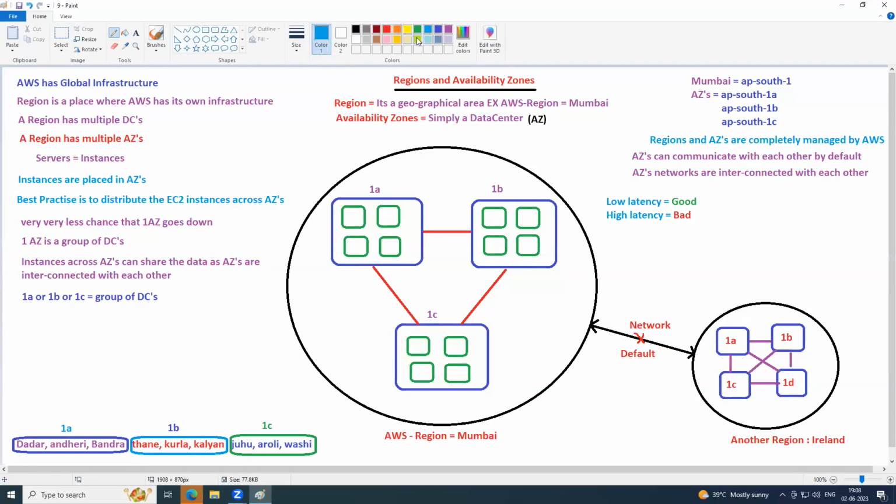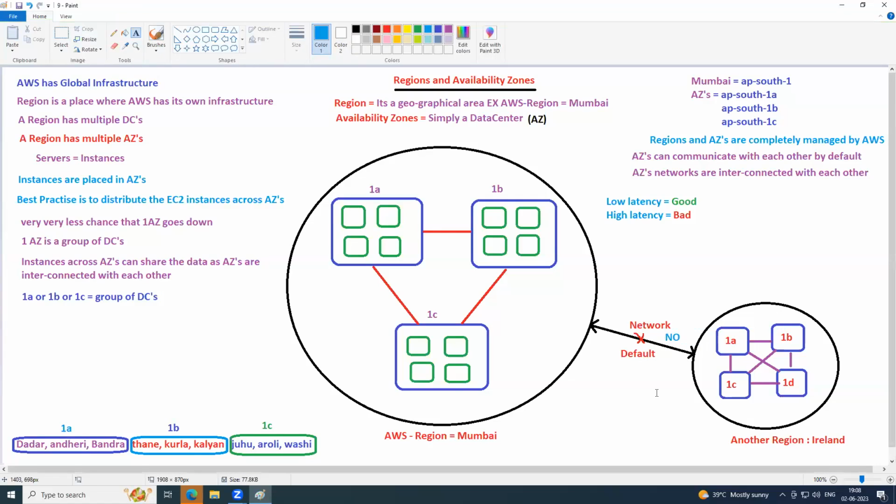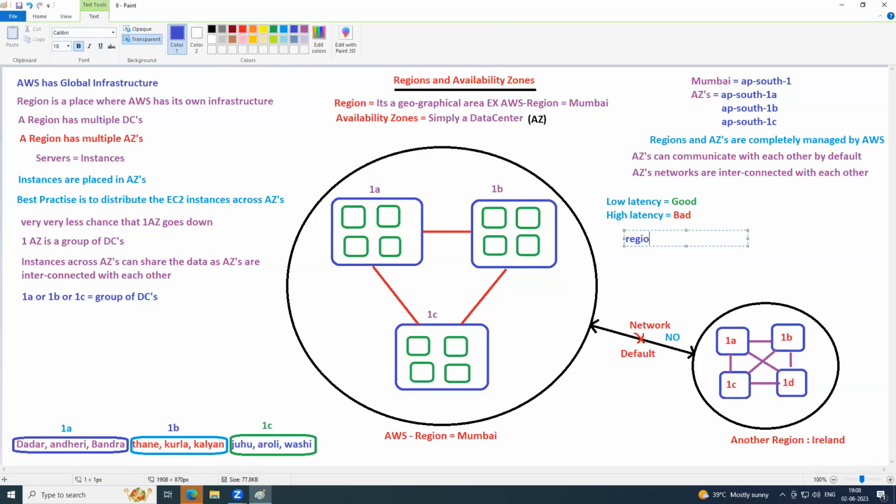Answer is no. So guys, this is a certification question. Can 2 regions talk to each other, or communicate with each other? No. I'll write it here. Regions don't communicate with each other by default.